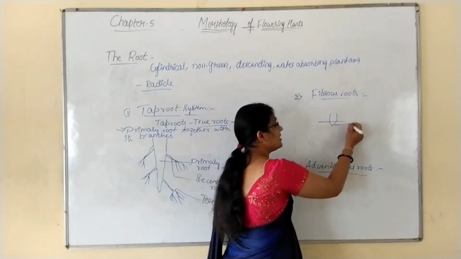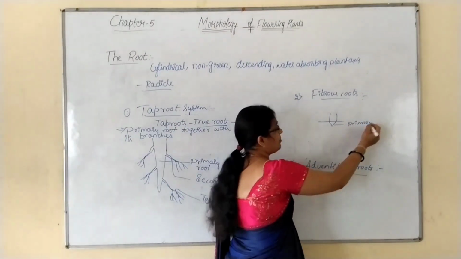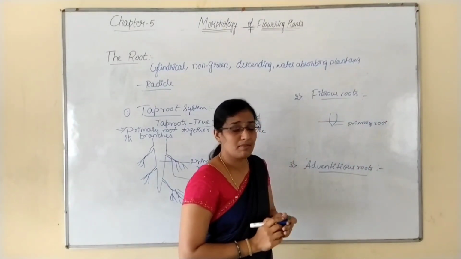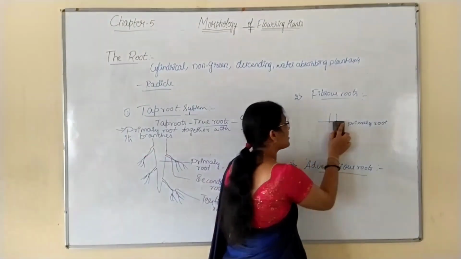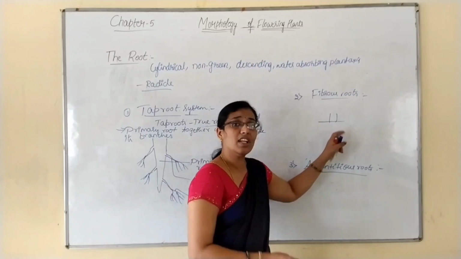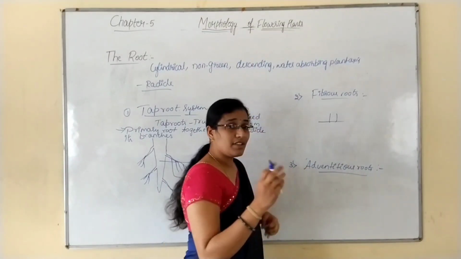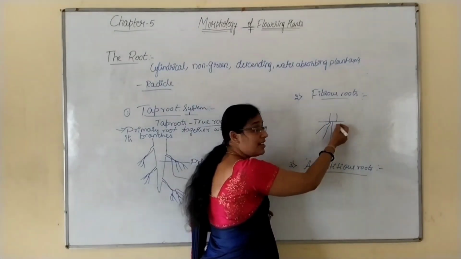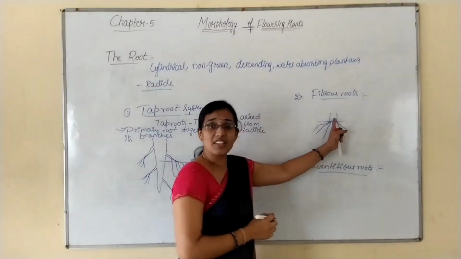Here in this plant, the primary root has arisen from the radical part of the embryo, but it is short-lived. Within a few days, within no time, this primary root decays. And just then, many fiber-like, thin, slender structures arise from the basal region of the stem.